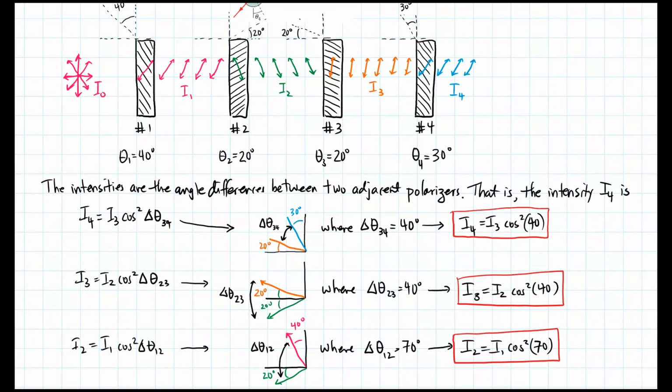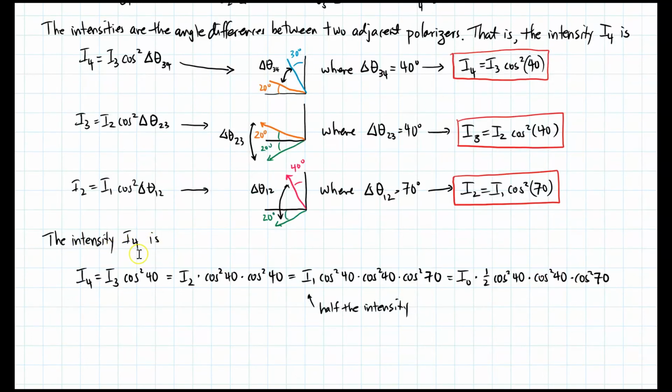Now putting this all together, we get intensity I4 is I3 cosine squared of 40. But I3 is I2 cosine squared of 40, so I get two terms like that. And then I1 is only half the intensity, so I get I naught times 1/2 cosine squared 40 times cosine squared 40 times cosine squared 70. If the initial intensity was 25 watts per meter squared, then I4 is 0.5 watts per meter squared.